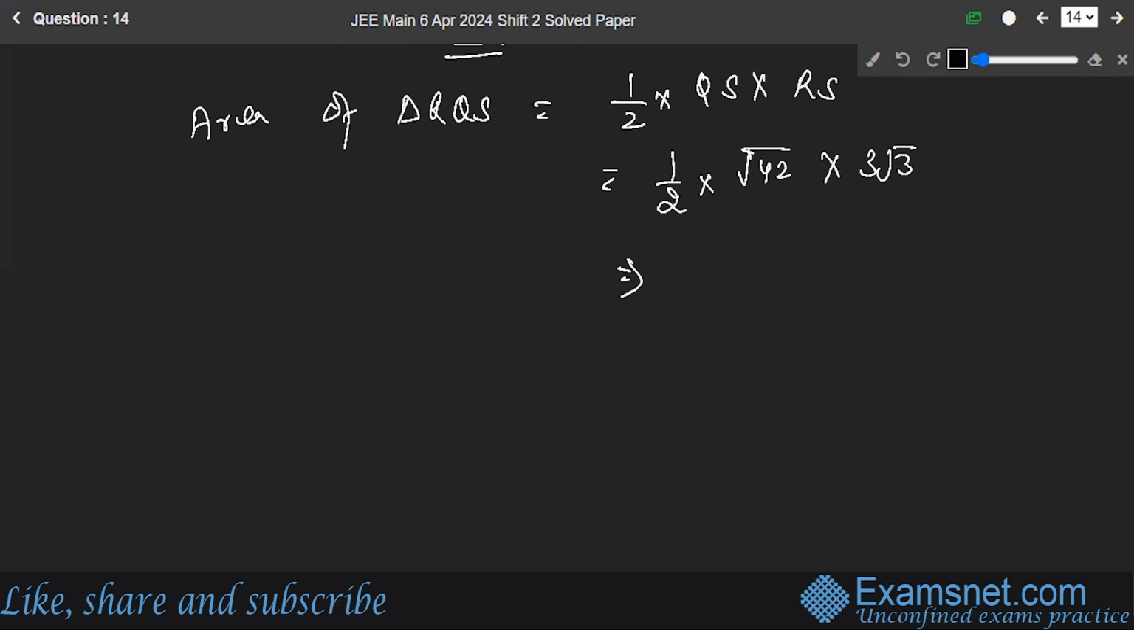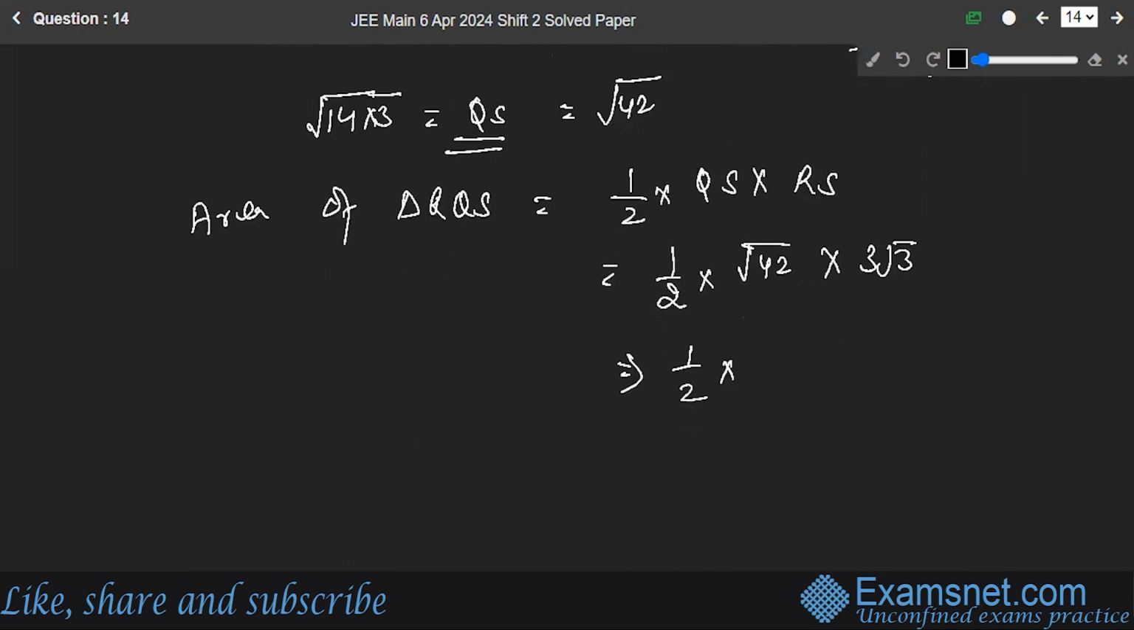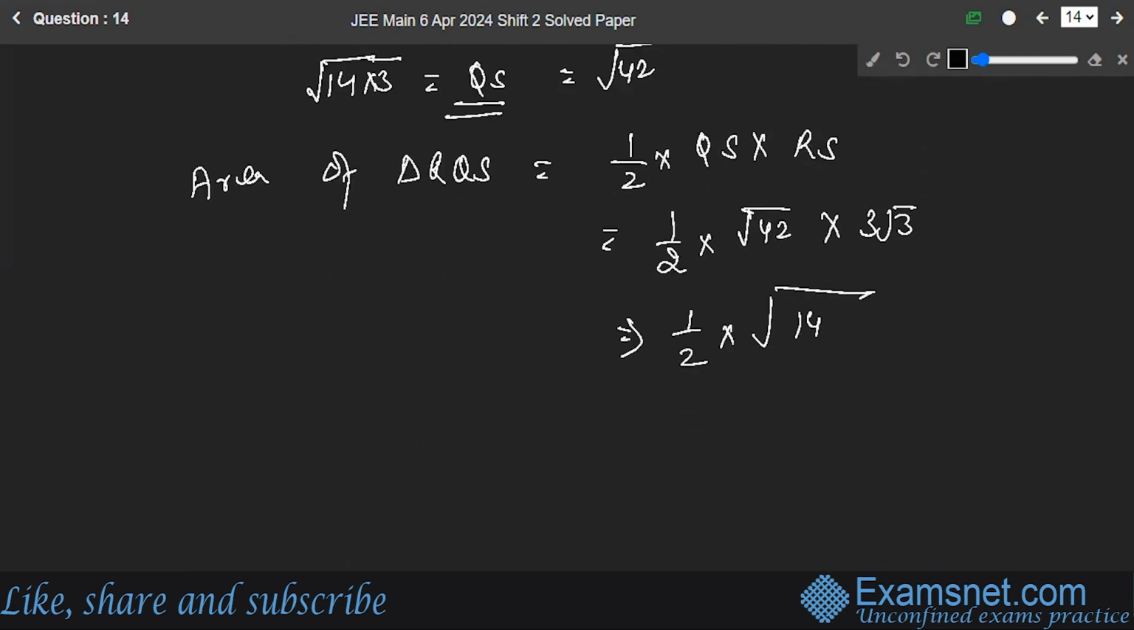Fine. Let's solve this further over here. This is 1 by 2. And let's factorize 42. This is 14 into 3 into 3 into 3 over here. So this is 9 upon 2 root of 14. This is the area of the triangle RQS.